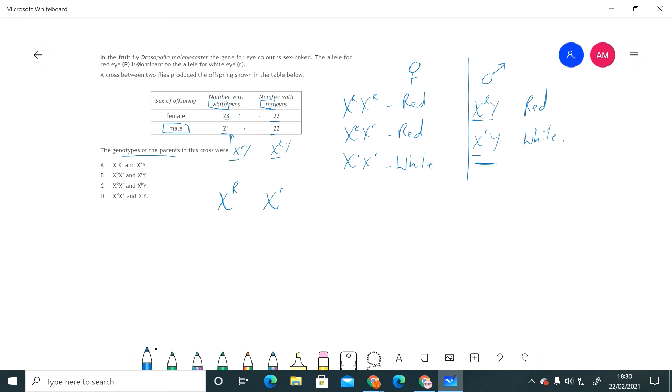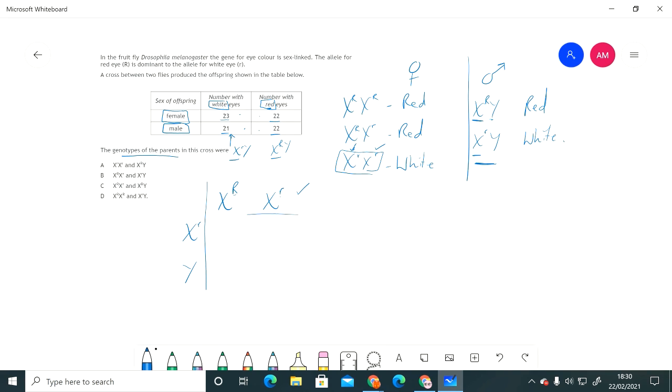The X chromosome is always going to come from mum, so she has to have the dominant or the recessive allele. Now, when we think about the females in this population here, we've got some that have got red eyes, but some that have got white eyes. So to pick up the white eye, the mum must have a recessive allele, so that's a tick, but also the dad must, because he's managed to pass it on to the offspring. So the dad must be this.